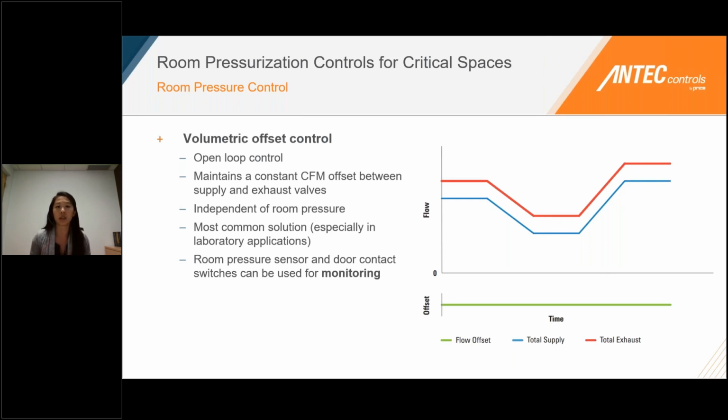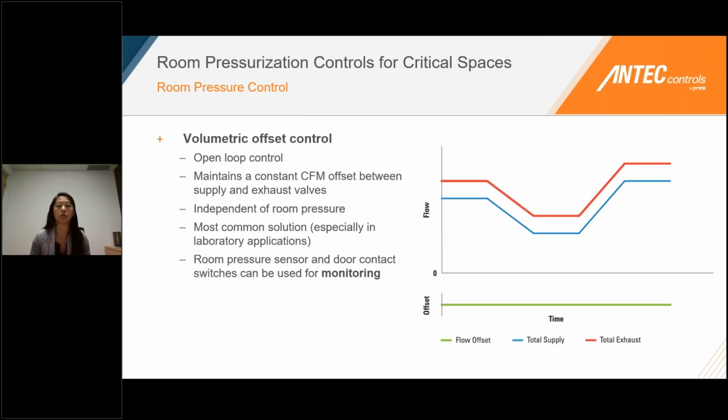So this is typically the most common solution in lab applications because it is simple and it's quick. When you have lab spaces with lots of variable volume fume hoods that are potentially opening and closing, having this quick and simple solution for room pressurization is very beneficial because your room is essentially reacting almost as quickly as the fume hoods are changing as well. In these cases where you do have volumetric offset control though, a room pressure sensor and a door contact switch can still be used for monitoring.